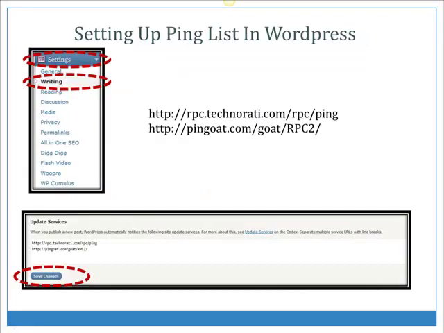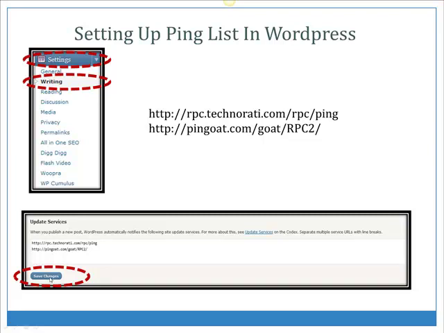Setting up your ping list, again, go to settings, go to writing, and it will open up here. And here's just a couple of them that I would recommend that you put in there: technorati.com and pinggoat.com. You can basically just copy and paste them right into where it says update services. You're going to see this box where you can copy and paste in there. Once you do, save your changes.